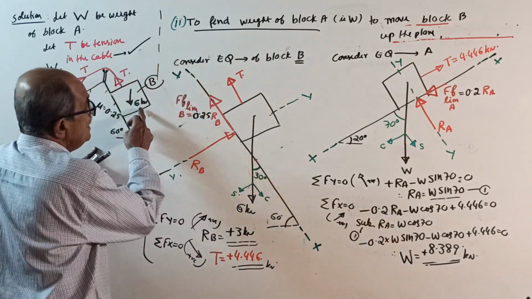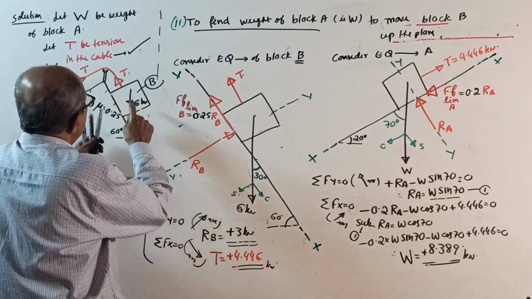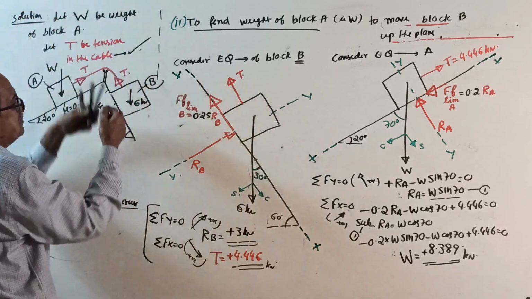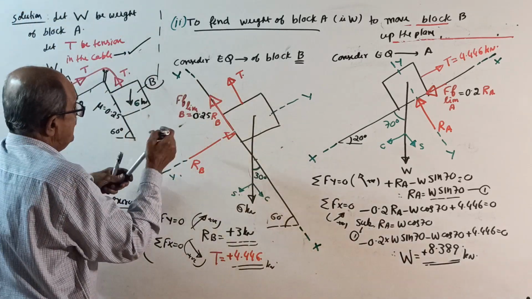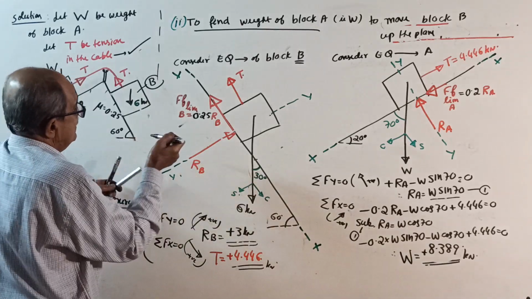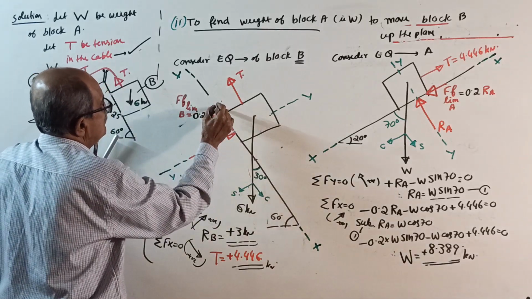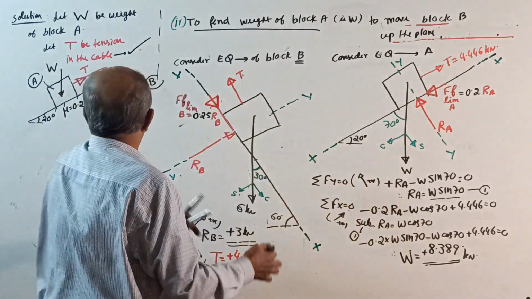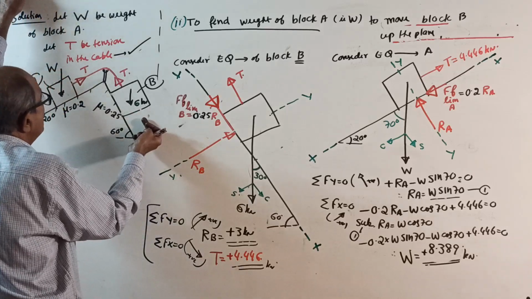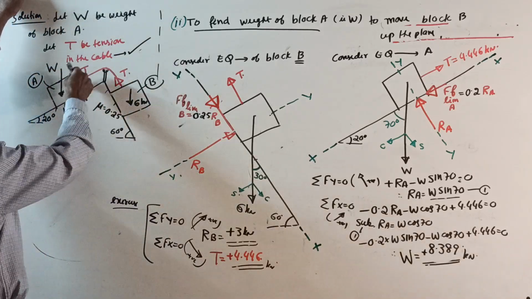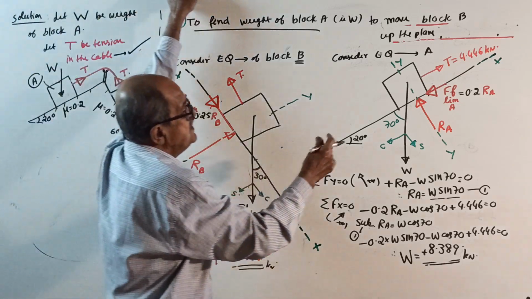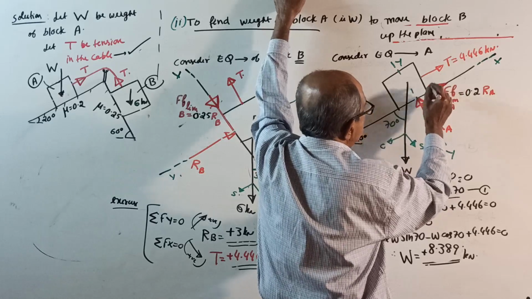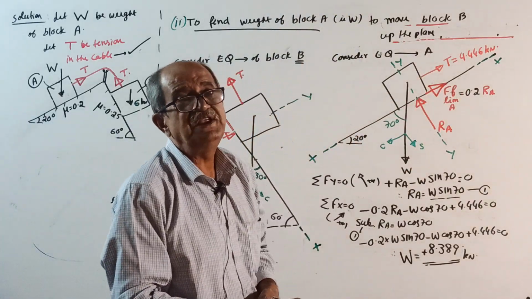First consider block B, then consider block A. When you consider block B, I already explained, it is on the verge of moving up, so this friction will be down. And when block B is on the verge of moving up, and A is on the verge of sliding down, this friction is like this, this way. That's the only change for this question.